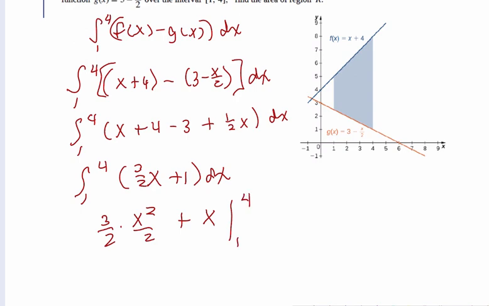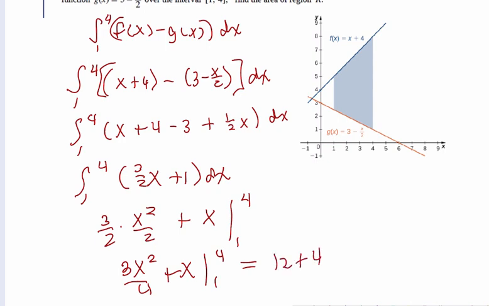Now, if we do that, we get 3x squared over 4 plus x. Make it as simple as you can. Let's plug in our boundaries. That would be 16 divided by 4 is 4, times 3 is 12, plus 4.